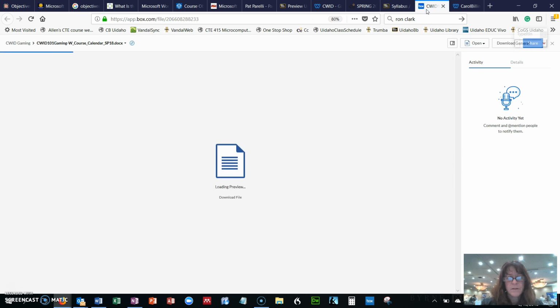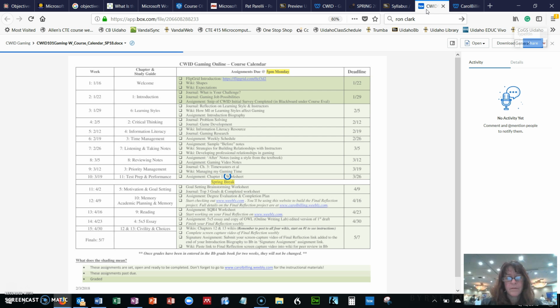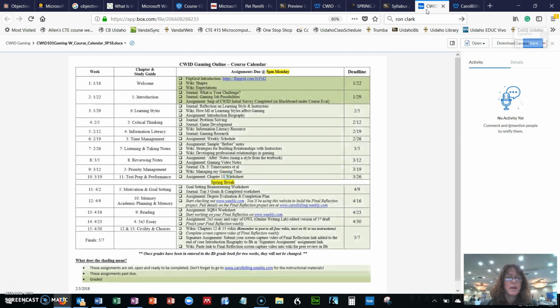This is really the backbone of the whole course. It gives you each assignment and when it's due. And the green means that I've graded it or that it's past due. So I'm a little bit dated. I need to make these two a little darker because they're past due.